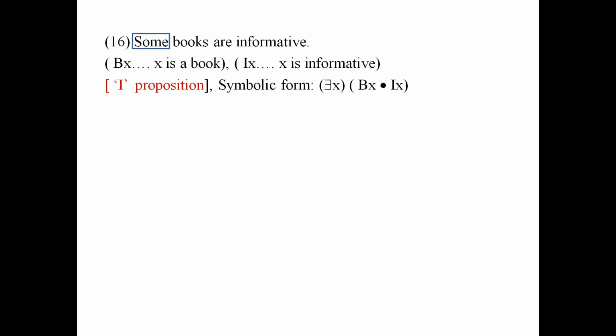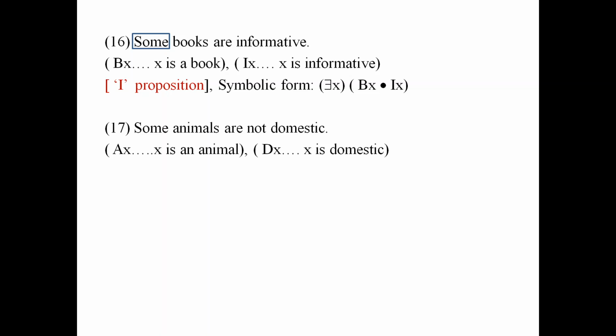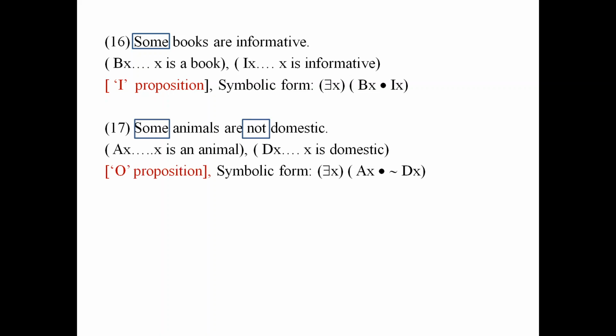Then 17, some animals are not domestic. Here the words some and not are used with two classes, so it's an O proposition. The symbolic form is existential quantifier phi x dot curl psi x. Phi you will replace by capital A and psi by capital D. The written expression will be existential quantifier Ax dot curl Dx. It's read as there is at least one x such that x is an animal but x is not domestic.